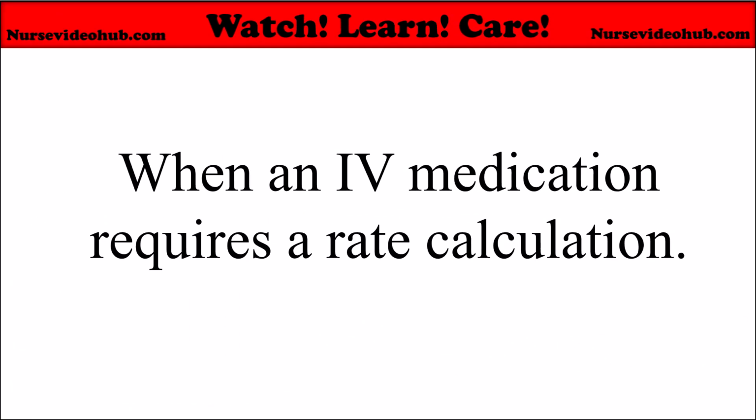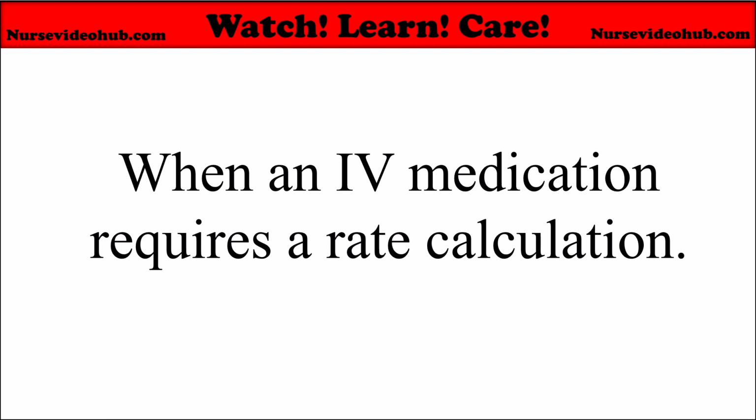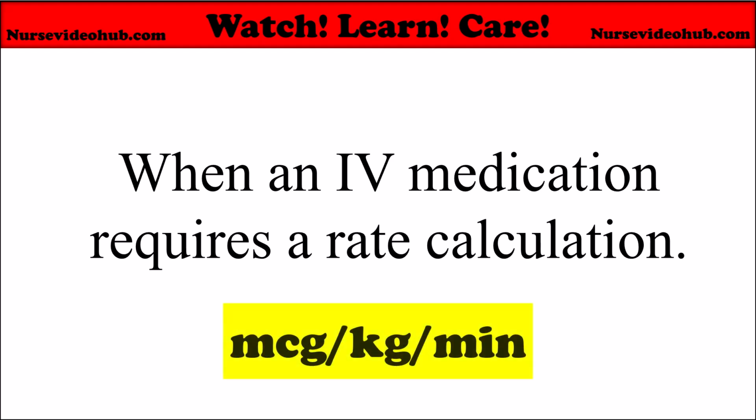Fourth, when using IV infusions. It may be just to calculate an IV infusion rate, such as when the order reads 1,000 milliliters of normal saline to be infused over 8 hours. You would calculate the infusion rate in milliliters per hour. But it may also be when calculating the flow rates for medications, like heparin or dopamine, where the order is often in micrograms per kilogram per minute.